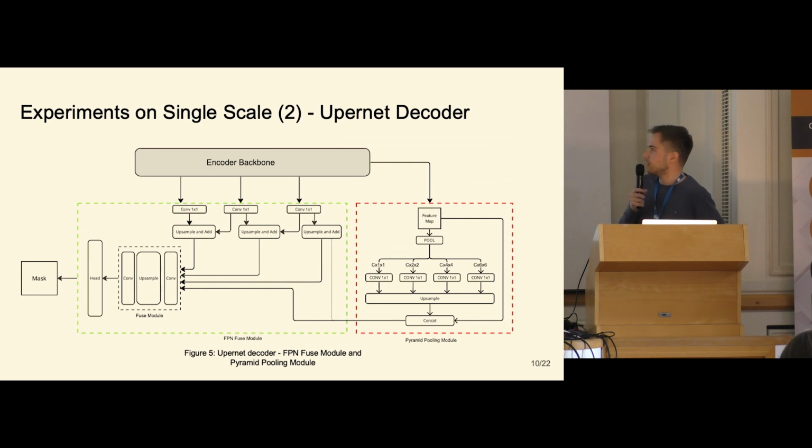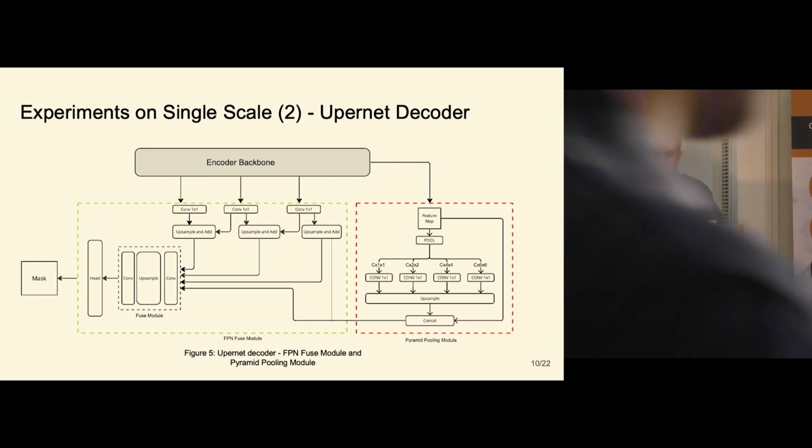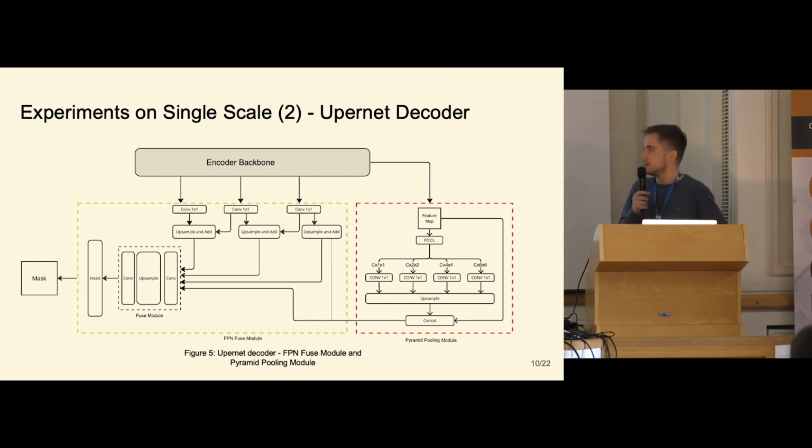This is how UPerNet works. It contains a pyramid pooling module, which takes the last features from the last stage of the encoder, and an FPN fuse module, which upsamples and fuses together features from other stages and combines them to create the segmentation mask.